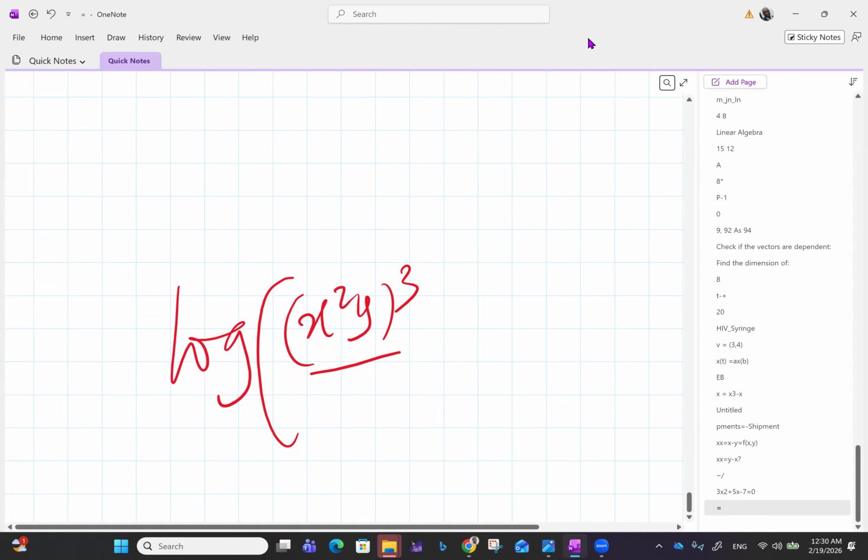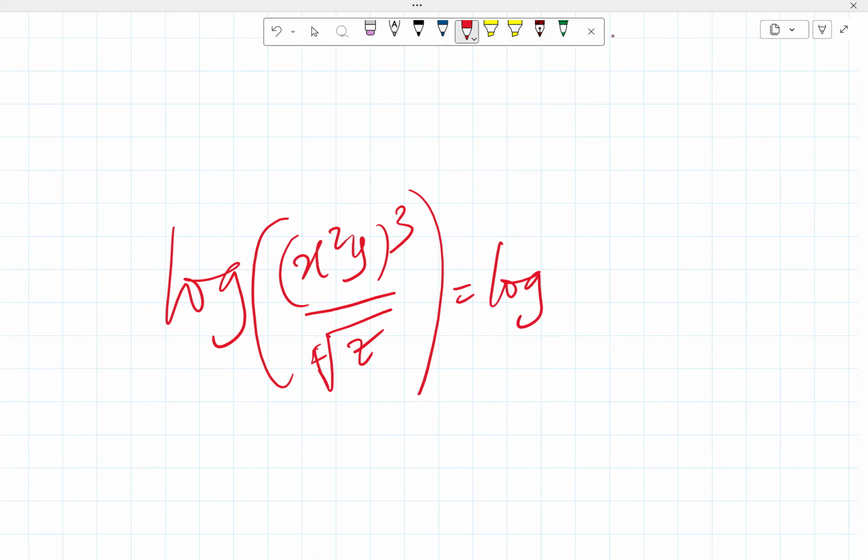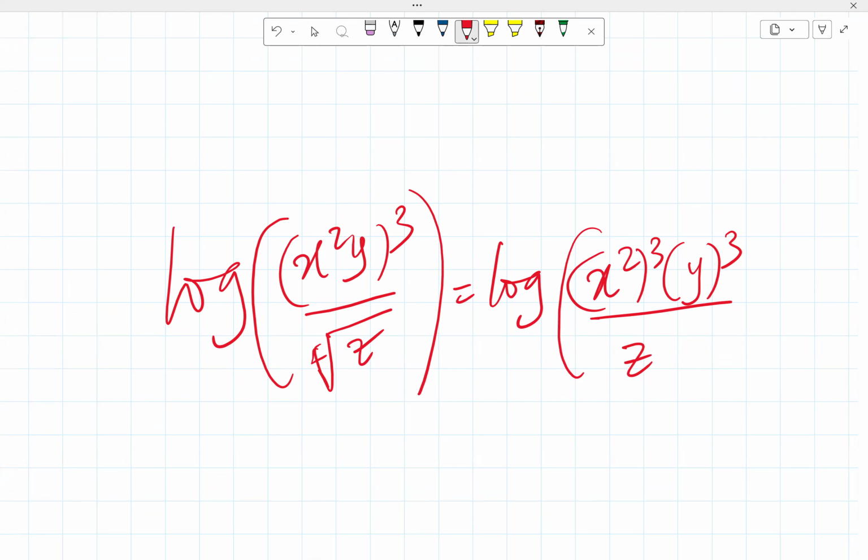In fact, I can even complicate it and say over 4th roots of z, so that I'm going away from that problem we have there. So what do we do here? First of all, we make sure everything has its own power. So here it means we have x squared raised to power 3, then y raised to power 3, all over z raised to power 1 over 4, right?